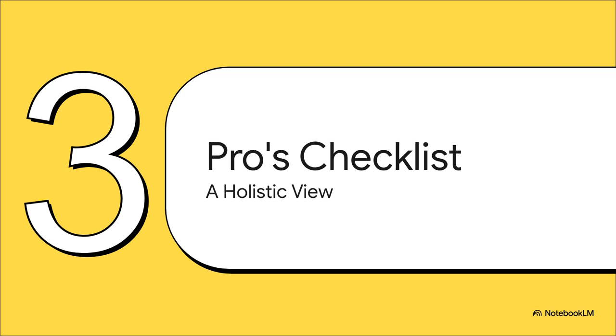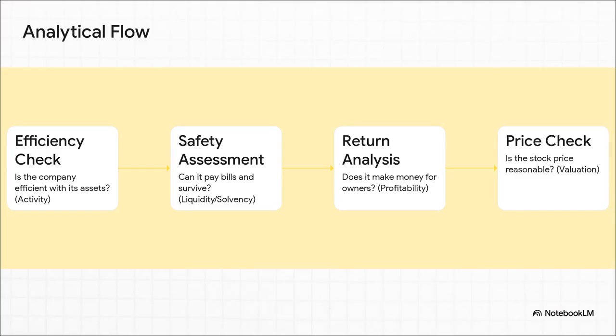Okay, so we've got ROE for profitability and PE for price. But the real pros know you can never, ever look at just one ratio and call it a day. The real magic happens when you combine all these different insights into a single checklist. That's how you get that complete, holistic view. And there's a logical flow to this. You don't just jump to the exciting stuff.